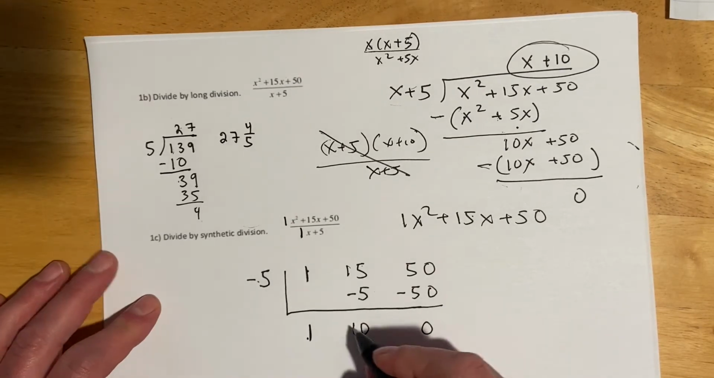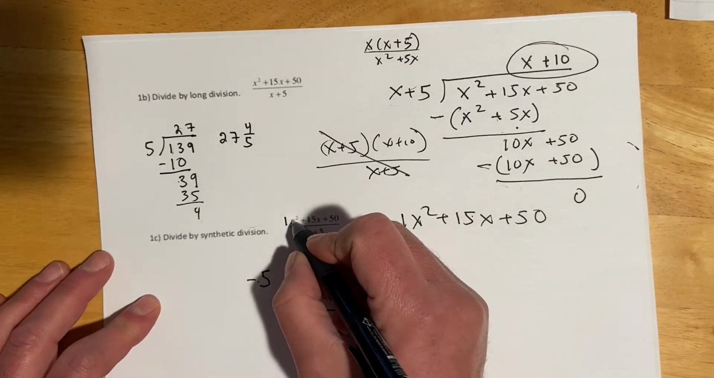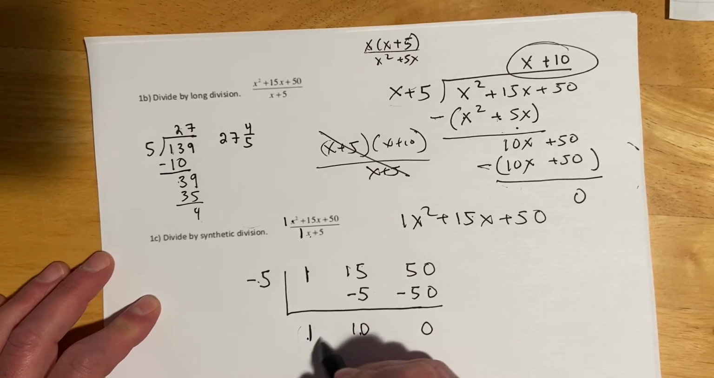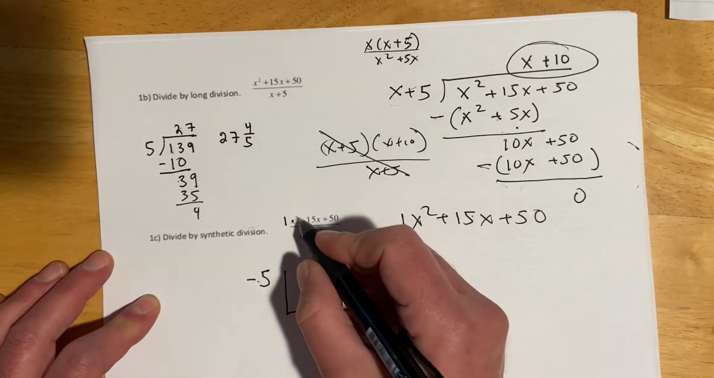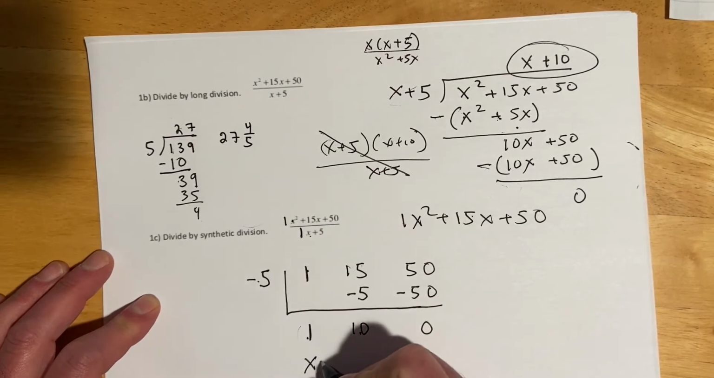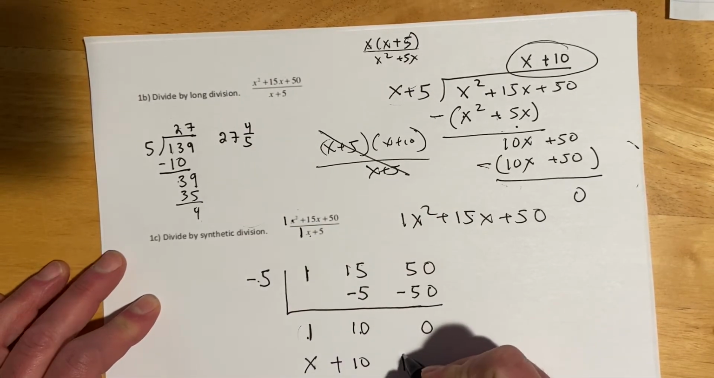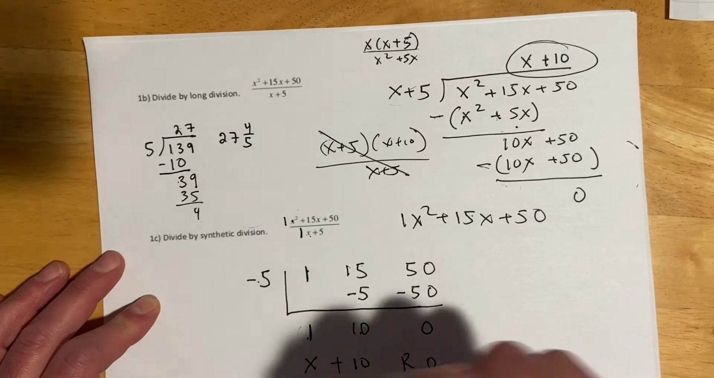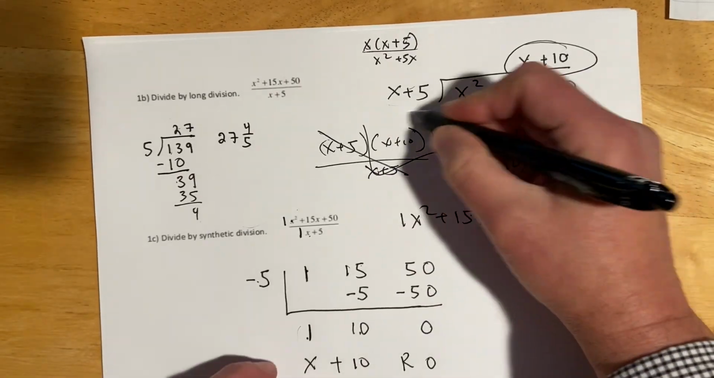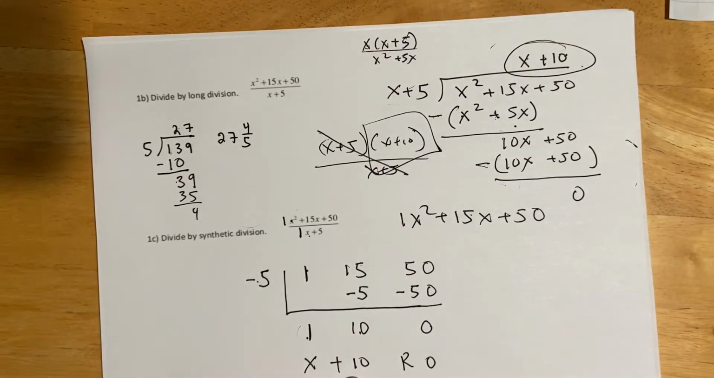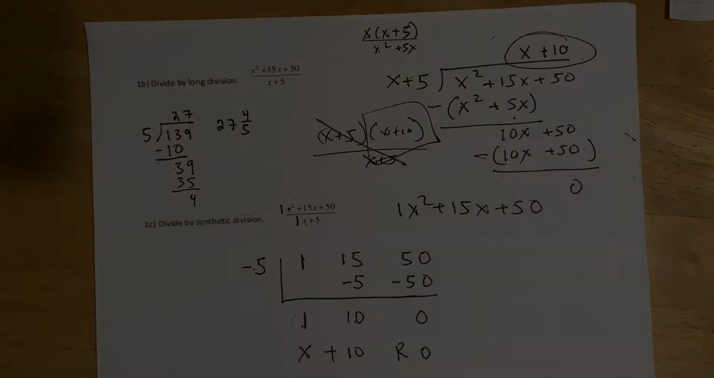So what did we do? Well, we went x into x squared, so that means this is always going to be 1 degree less. So 1 degree less of x squared would be x. And then counting down, that makes this one plus 10 remainder 0. So it's the exact same answer that I got, x plus 10, x plus 10, x plus 10. It's just 3 ways of getting there.